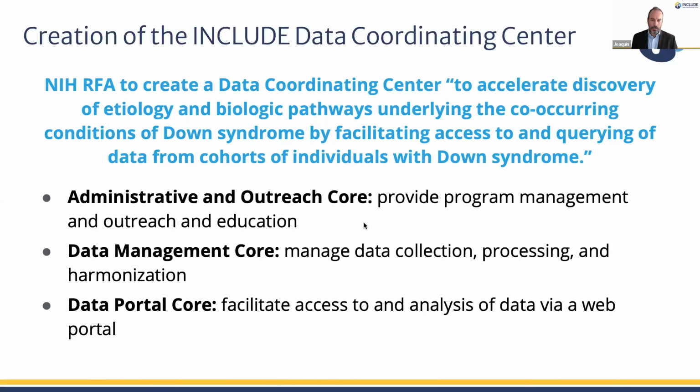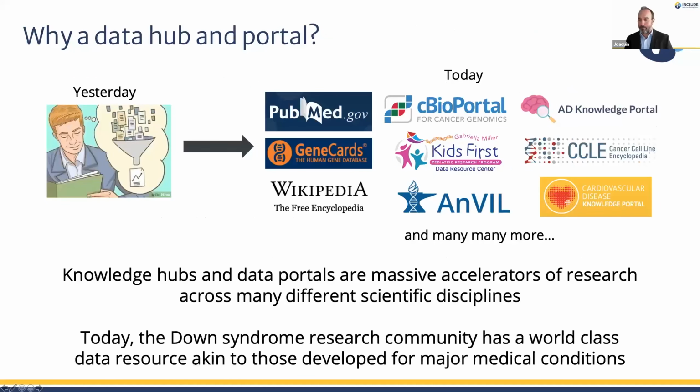So why would the NIH task the Data Coordinating Center with creating a data hub and portal? Well, because I think it's well demonstrated now that knowledge hubs and data portals are massive accelerators of research across many different scientific disciplines. It's hard to imagine the day when we didn't have things like PubMed or GeneCards or cBioPortal or Kids First or what have you. So today, we are very happy to share with you that the Down syndrome research community has a world-class data resource similar to those developed for the study of other major medical conditions.